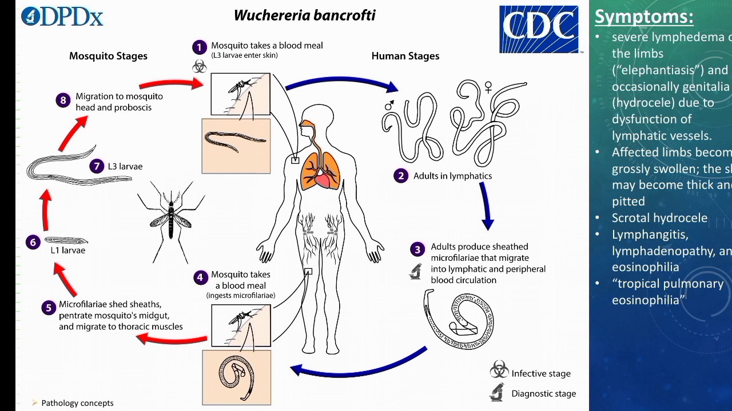Symptoms are severe lymphedema of the limbs and hydrocele due to dysfunction of lymphatic vessels. Affected limbs become grossly swollen and the skin becomes thick and pitted. Scrotal hydrocele, lymphangitis, lymphadenopathy, eosinophilia, and tropical pulmonary eosinophilia are also seen.